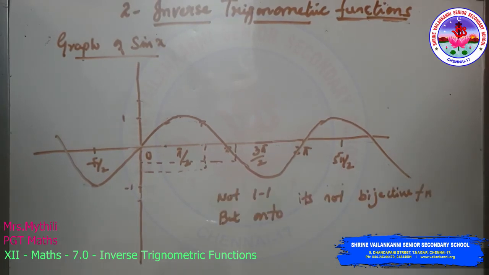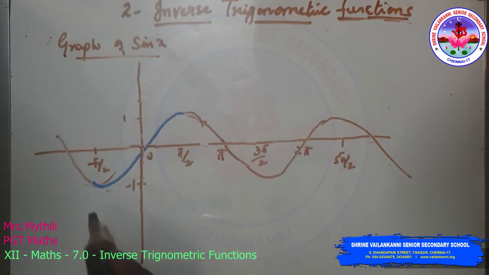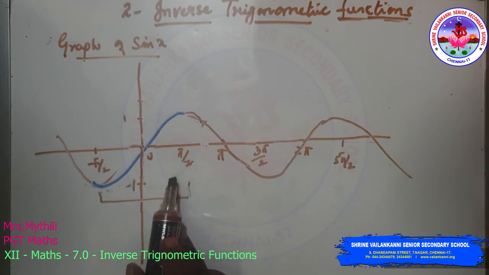Sine function is not 1-1 but onto. It is not a bijective function, but it is restricted on domain and ranges of trigonometric functions, which ensures the existence of their inverses. If we take this span, that is from -pi by 2 to pi by 2, we can prove that this is a 1-1 and onto function.